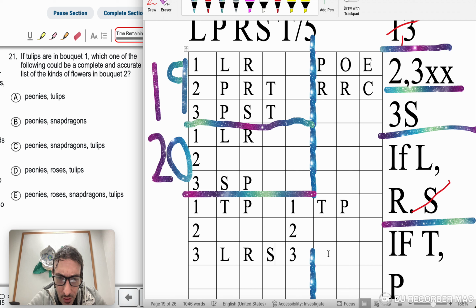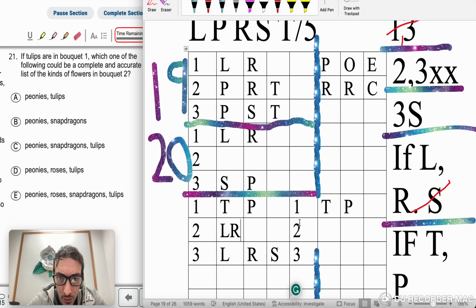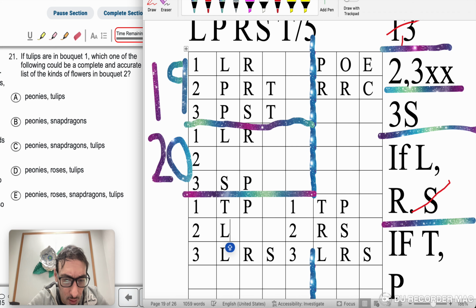And now since I have L or S in this world, with 1 and 2, 2 and 3 need to have something in common. So I could put LR, and then I could put RS, and then I could put LRS. And just to make sure I don't have it in one box here, I'm going to go ahead and put that R in the second box next to it. Okay, so I have 2 worlds right now with the letter T in bouquet 1.